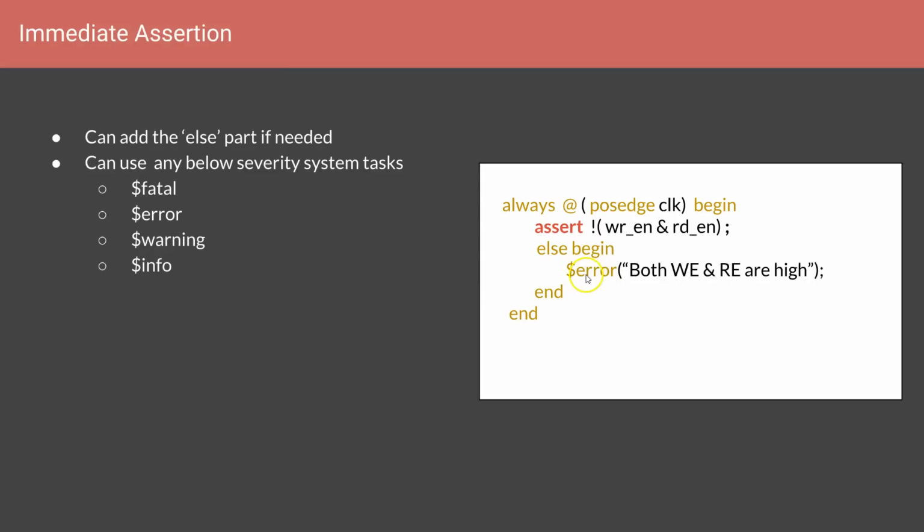And also you could use any of the severity system tasks in SystemVerilog, which are $fatal, $error, $warning or $info. If you use $fatal, the simulation will be immediately killed, and you will see an error message in the simulation log. If you use $error, the simulation will continue, but it will just add an error message. If you use $warning, you will see a warning message in the simulation log. And if you use $info, you will just print an information message as stated in the statement.